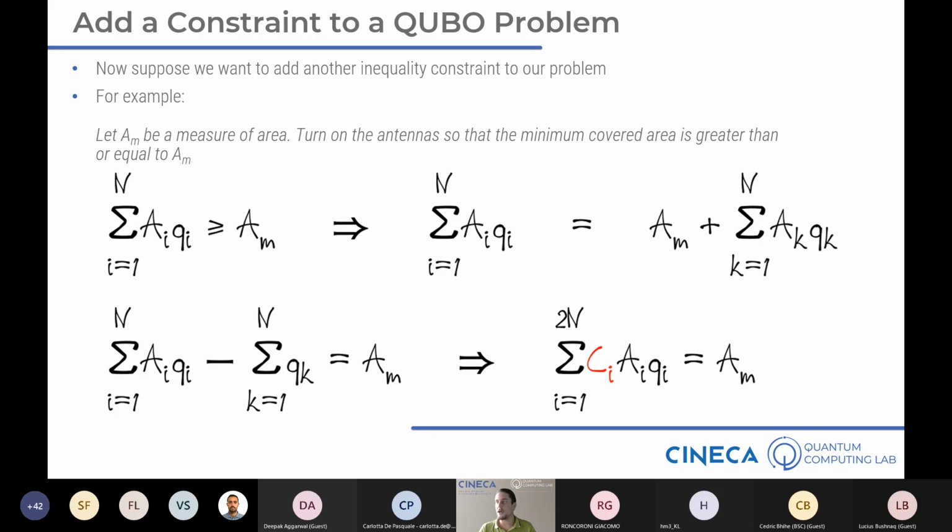What is the CI that I added? CI is simply a vector that has +1 values when I is less than n, and -1 when I is greater than n and less than 2n. For the first set of qubits, CI is +1. For the second set of qubits, CI is -1. This allows me to write this summation into a unique summation. Of course, it's not the only way to do this kind of thing, but it's a way.